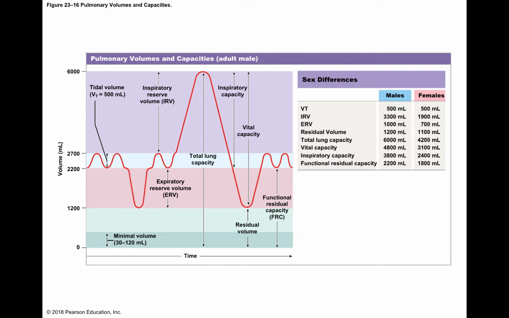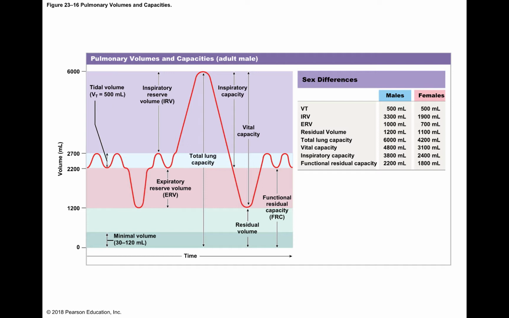So the total lung capacity, that's adding everything up. It's adding up your tidal volume, plus the inspiratory reserve volume, the expiratory reserve volume, and the residual volume. It's adding up all the air that you can possibly blow out, possibly breathe in, and what's still left in your lungs. That is the total lung capacity.